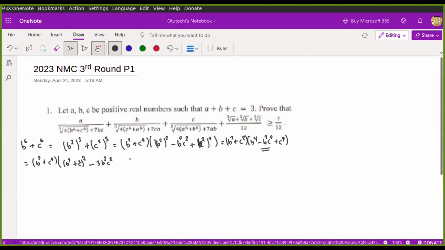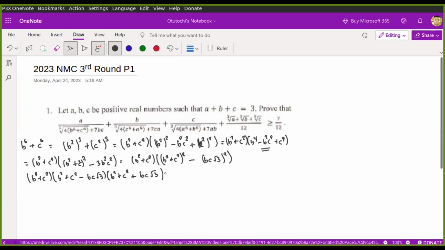And this is what we have, right? So of course, this is going to be equal to b squared plus c squared times b squared plus c squared all squared minus, and this can be bc root 3 all squared. Then we are going to do a difference of squares on this, and we'll see how this goes. So this is b squared plus c squared times b squared plus c squared minus bc root 3 times b squared plus c squared plus bc root 3. We'll leave it at this for now.